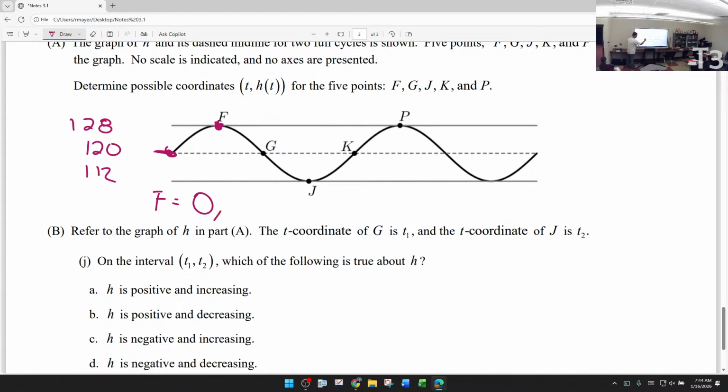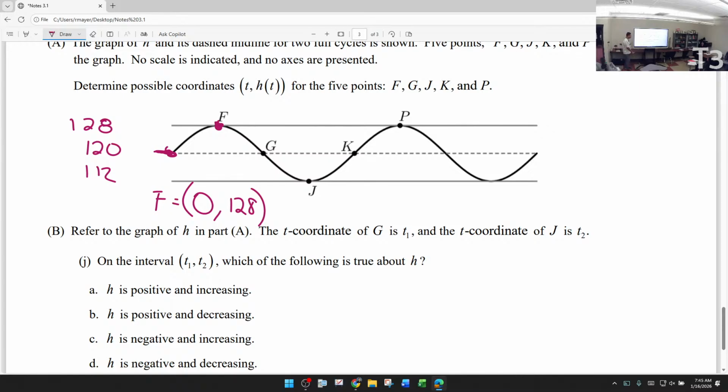0, 128. And if you didn't want 0, I guess it could be 30, 128, because it said 30 minutes, it comes back around. So it could be 30, it could be 60, it could be 90, it could be infinite things. But I like 0 because that's just easier for me to work with.